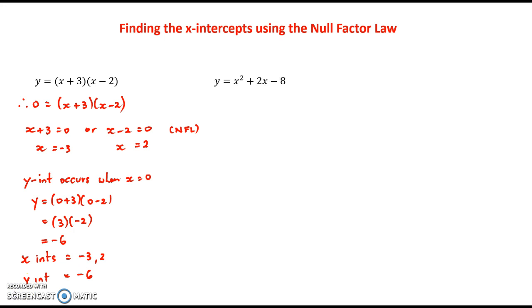Continuing on to our second example, in this one our equation is not factorized, so the first thing that we need to do is actually factorize it. And you'll recall using the who am I method or some other method that this can be done in this form. Having done that, the steps are identical to the first example, so I'll go through those. Using the null factor law, either x plus 4 equals 0 or x minus 2 equals 0.